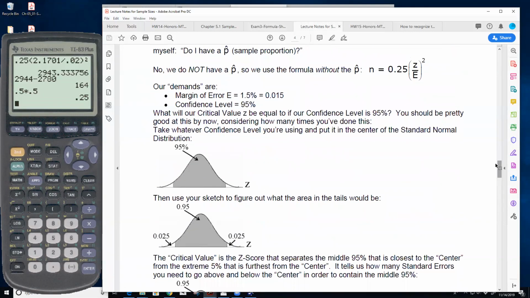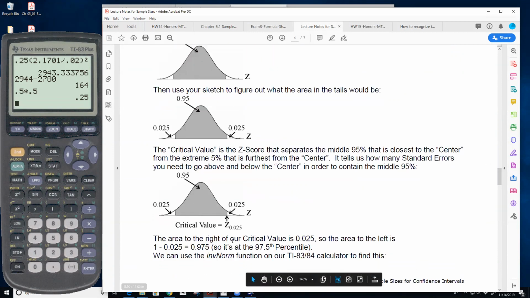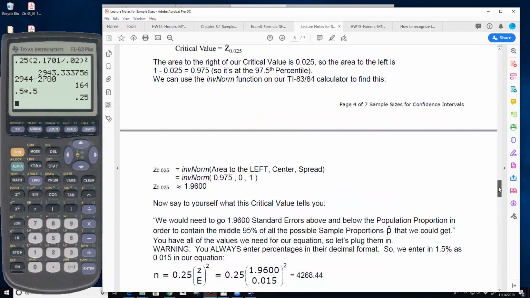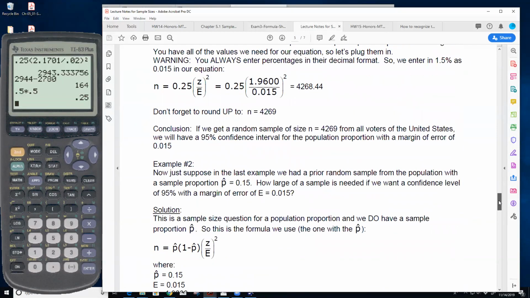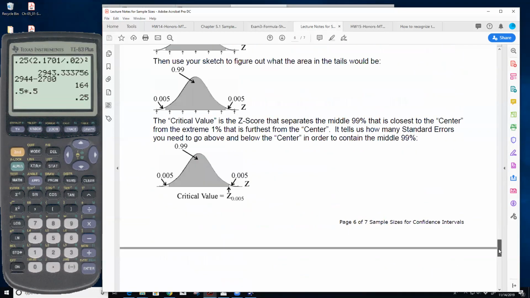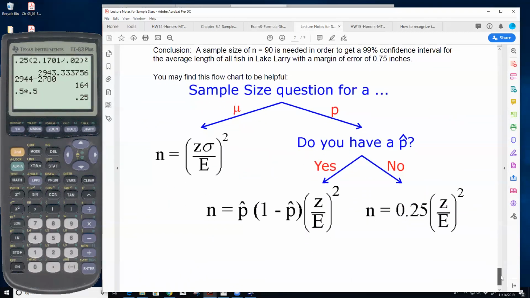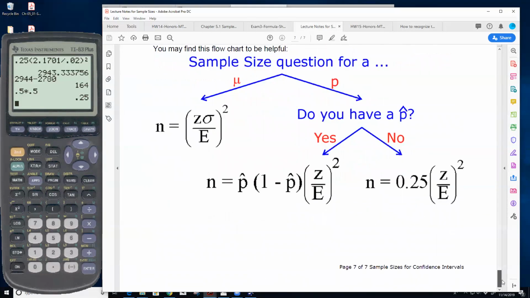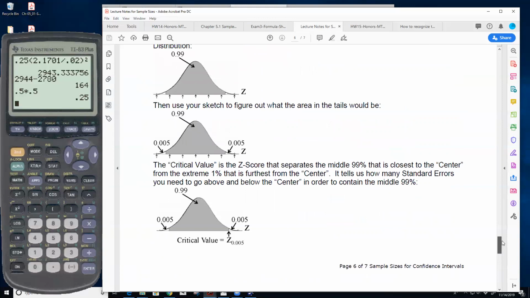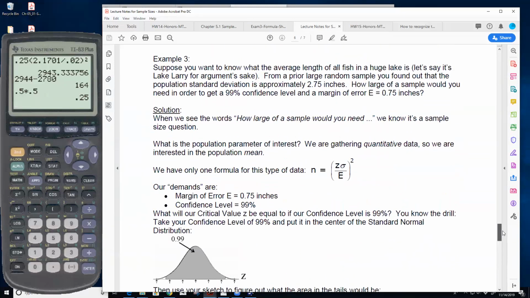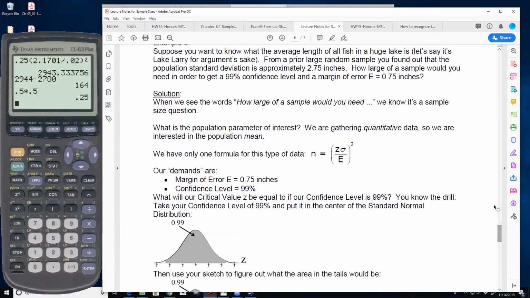Now the lecture notes are simply reminding you of how you used to find the critical value. You don't have to do this anymore. Remember, you've got the table to look up on the formula sheet. So what I want to do is let's get down here. There's your little flow chart again. I wanted to get to example 3. Let's look at this one.